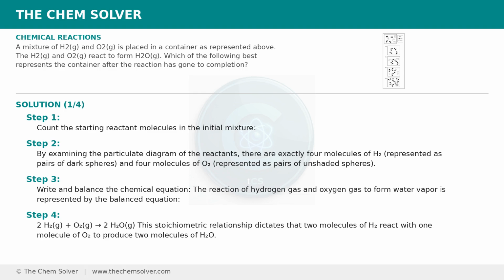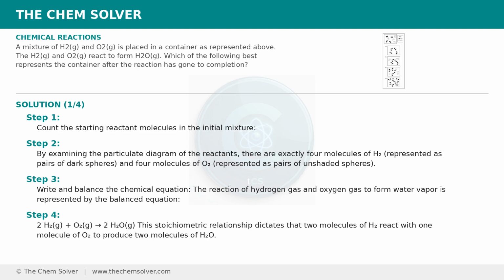Count the starting reactant molecules in the initial mixture. By examining the particulate diagram of the reactants, there are exactly 4 molecules of H2, represented as pairs of dark spheres, and 4 molecules of O2, represented as pairs of unshaded spheres.